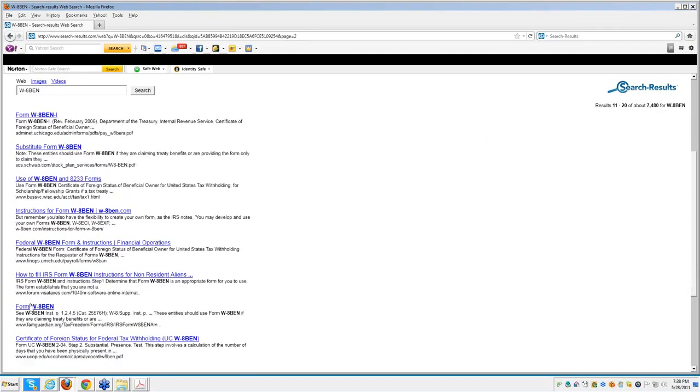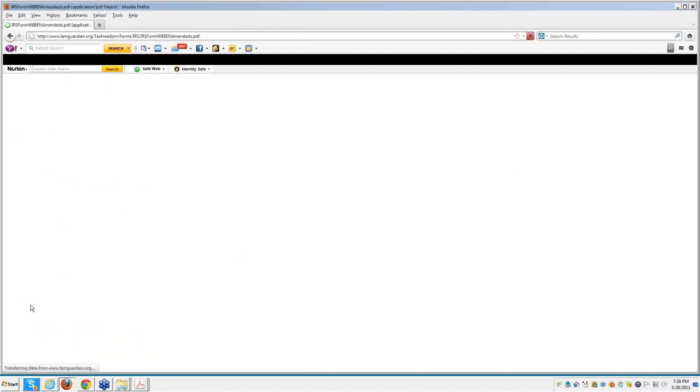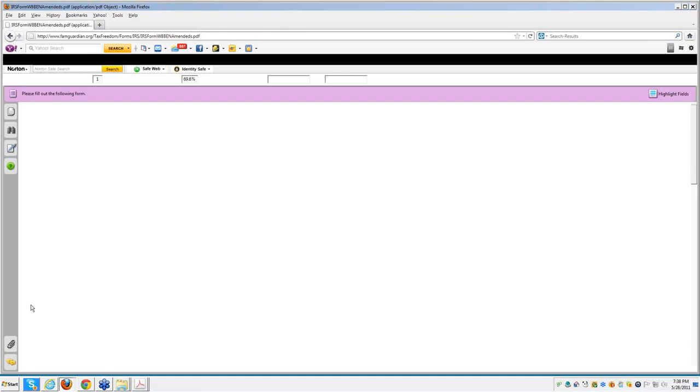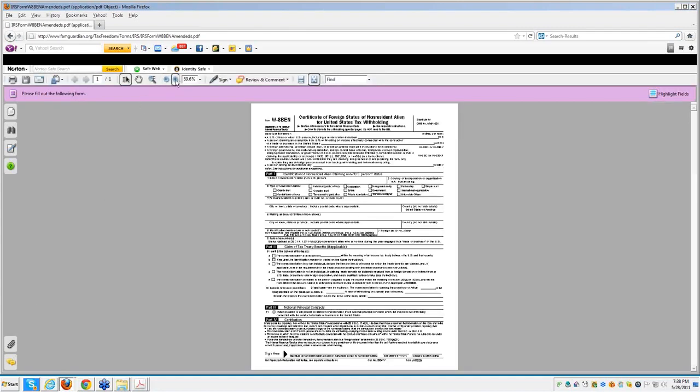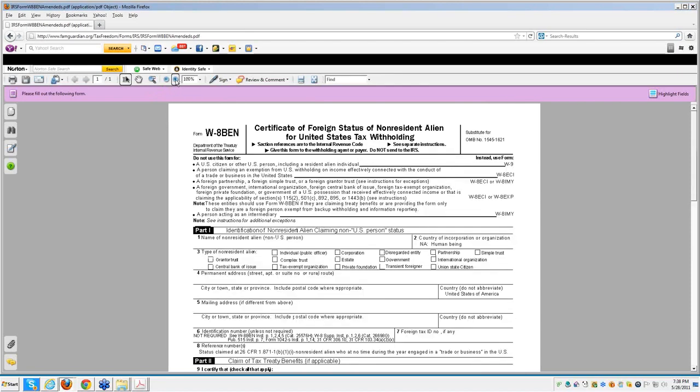See this one here? This is the W8BEN you want to fill out. What does this say here? Certificate of foreign status. Okay, when you fill out these returns, you want to put, see this box here? What does that say? Transient foreigner. That puts you under the Foreign Sovereign Immunities Act.